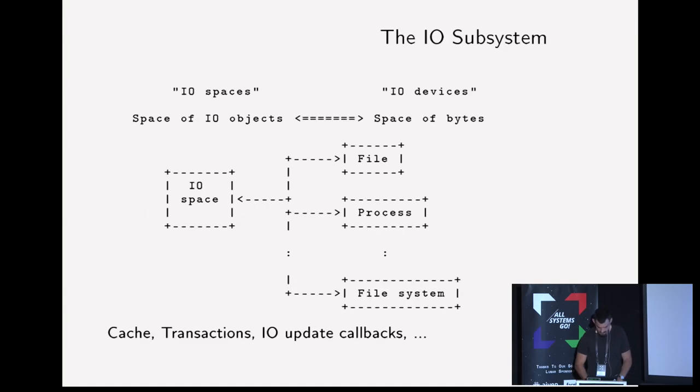Then the I/O subsystem basically abstracts what you are editing from a space of bytes into a space of I/O objects, which can be integers, strings, or whatever. The important detail of this is that it doesn't have to be a file. It could be a process, where you access the memory using ptrace or whatever. It could be a file system, because you maybe want to edit your ext4 or whatever, right? It doesn't matter. Anything that can be addressed by bytes can be poked.